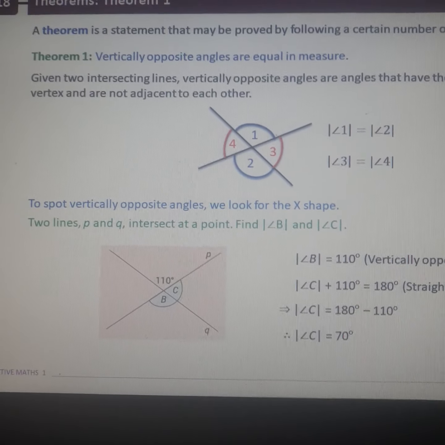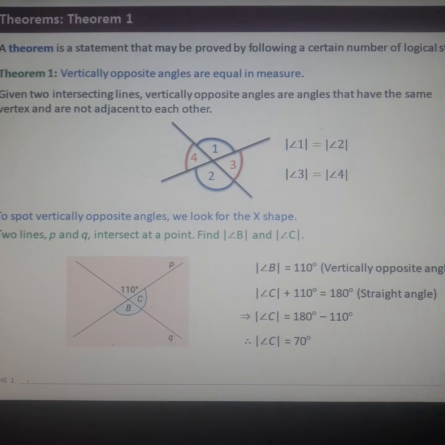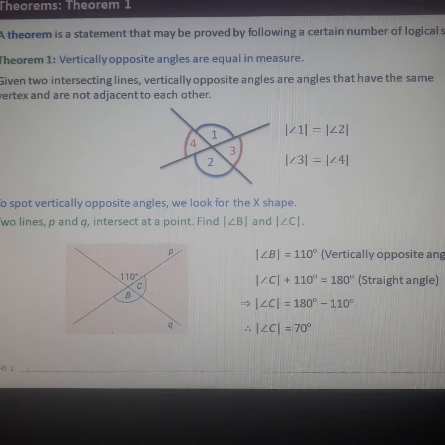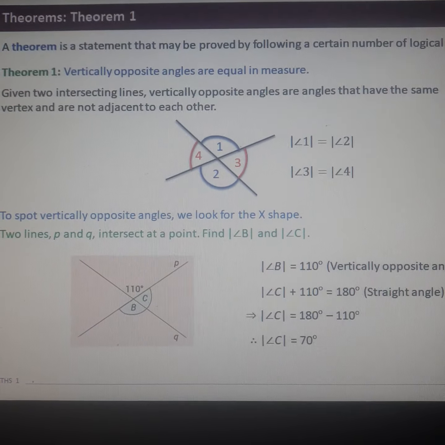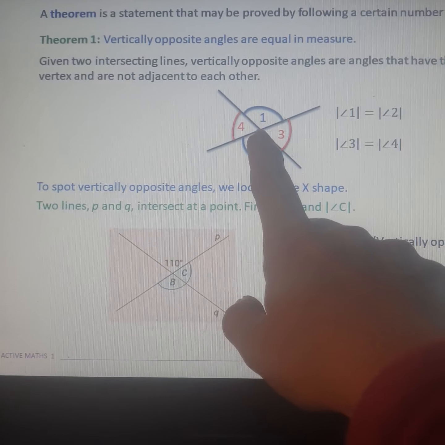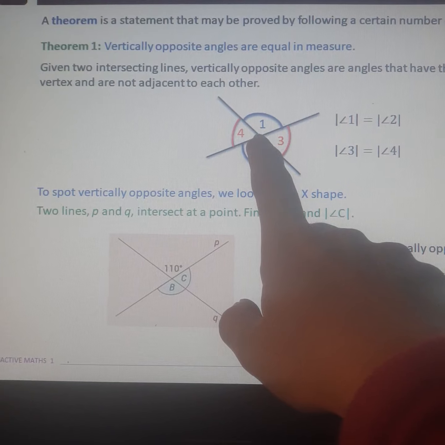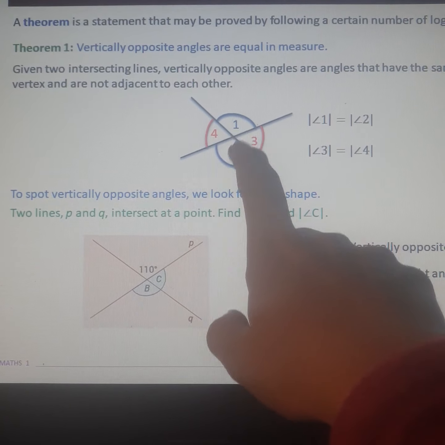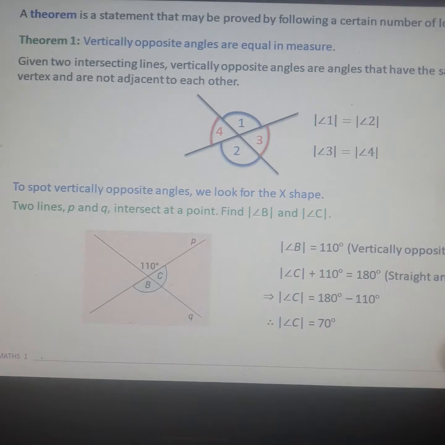So that is your first lesson today. What a theorem is, and theorem 1: vertically opposite angles are equal in measure, given two intersecting lines. They must meet at a point and intersect. They must create the X shape. So vertically opposite angles are equal in measure. Okay?